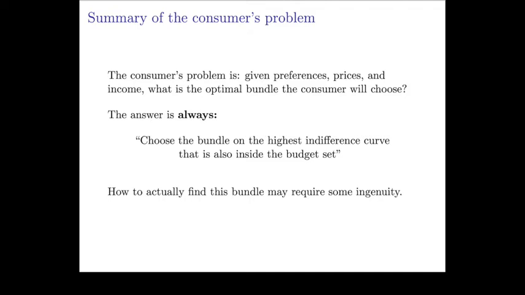The answer is always going to be choose the bundle on the highest indifference curve that's still in the budget set. Now, how you actually find this bundle might require some ingenuity. It might be as simple as just setting the marginal rate of substitution equal to the marginal rate of transformation. Or it might require you to look for corner solutions, and so forth.